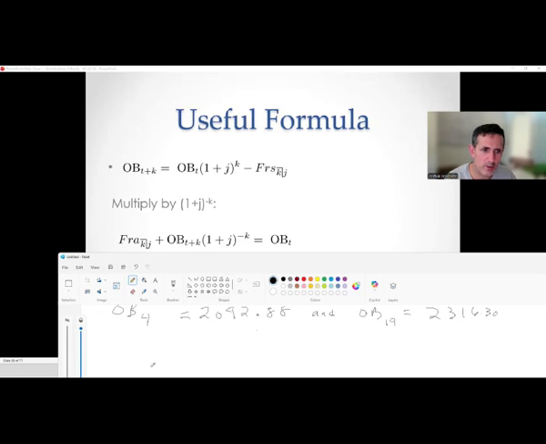So T here is 4. My K is 15, so that I have OB 19. Yeah, so 30, 25. I should be able to fit this.